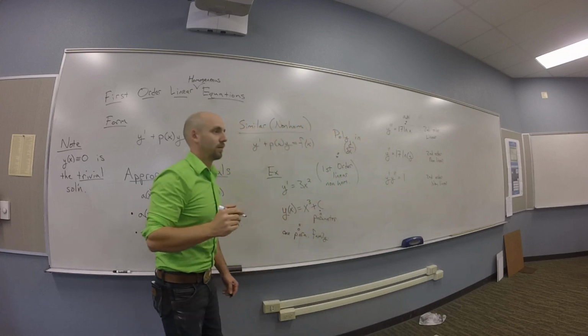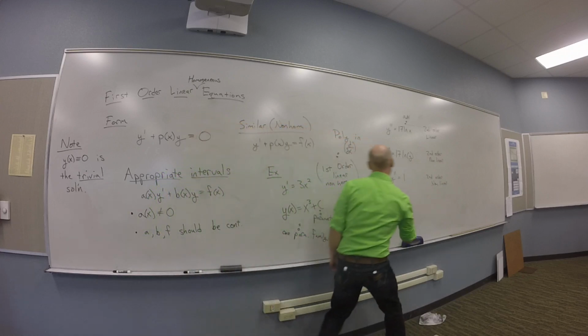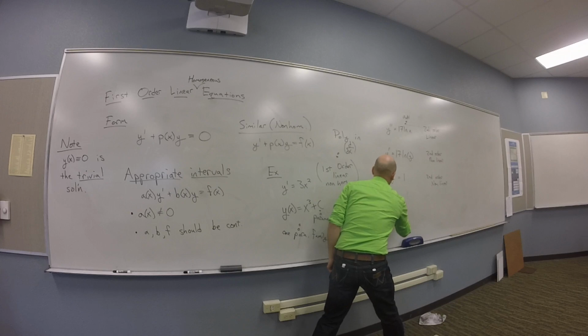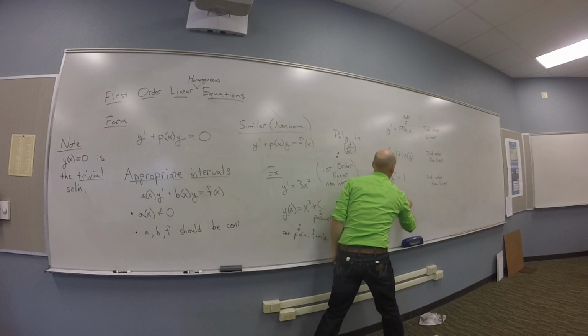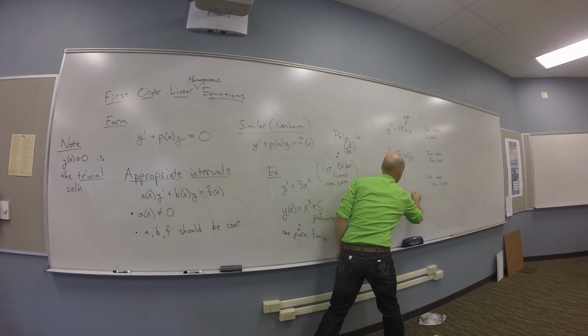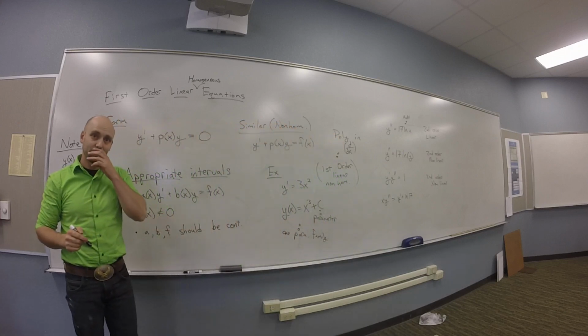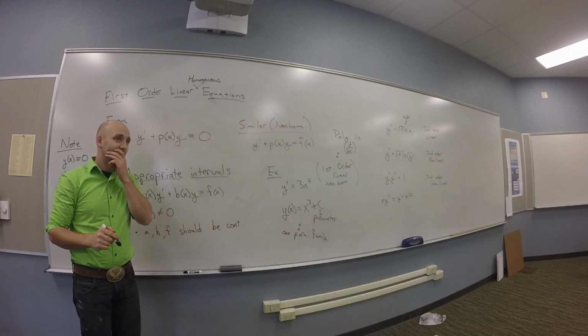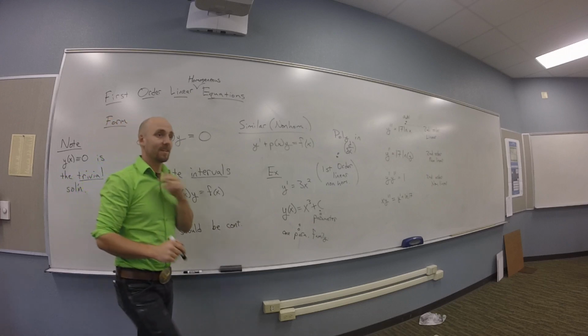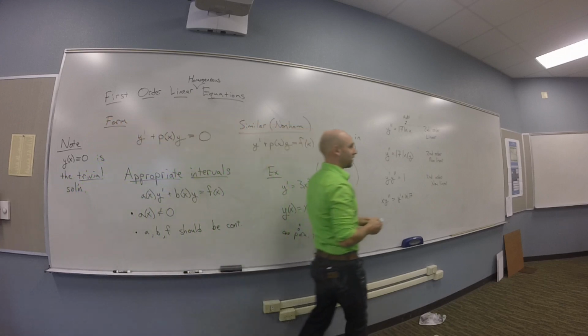You guys all good with that? Okay, what if I had x y double prime equals y prime plus log of 17? That looks like a second order linear. Yeah, this thing is second order linear.